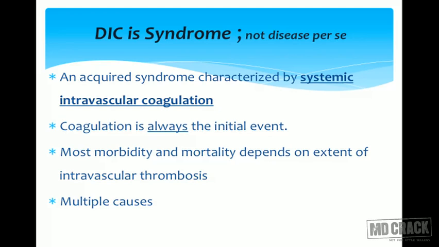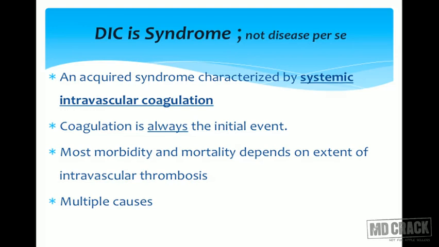So it is an acquired syndrome. Remember, DIC is never inherited, it is an acquired syndrome. It is not a disease, not a single disease. It is a manifestation of an underlying disease. It is characterized by systemic intravascular coagulation. Coagulation is always the initial event.